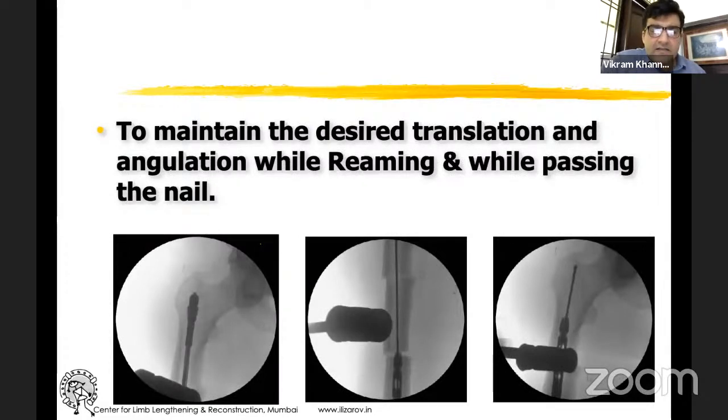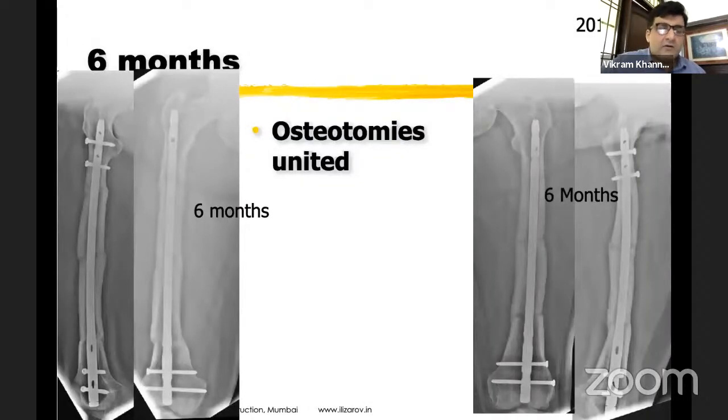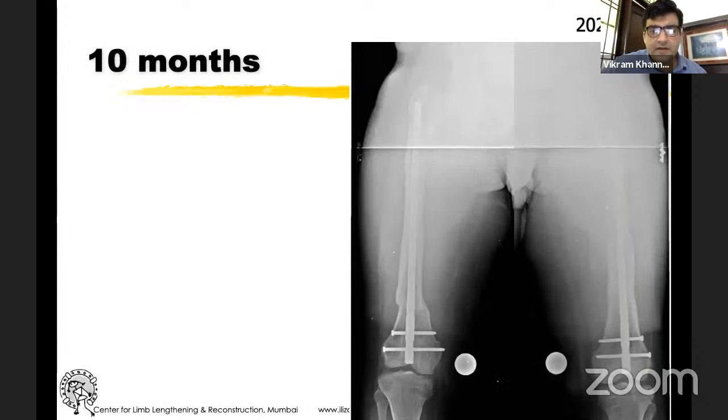Now, after that, the guide wire passed easily, sequential reaming was done, and the nail was put in. This is the post-op X-ray showing the triple level osteotomy with the nail in. The osteotomy is united in 6 months' time, and after 10 months, you can hardly see the osteotomy lines.